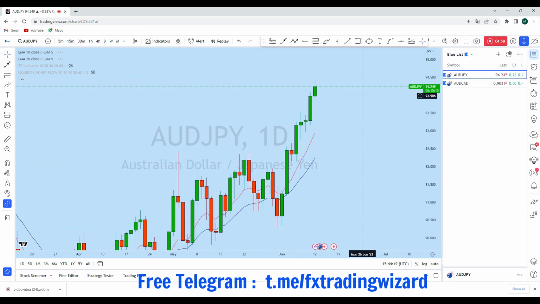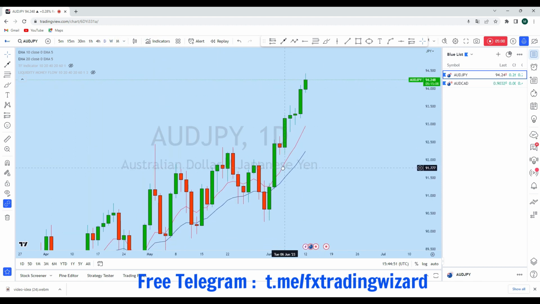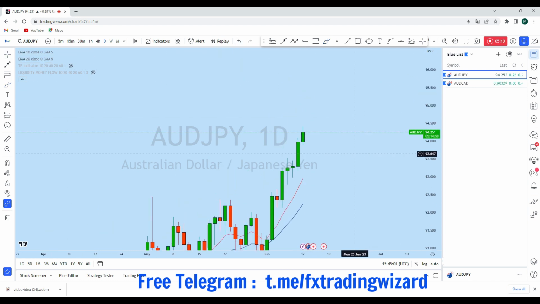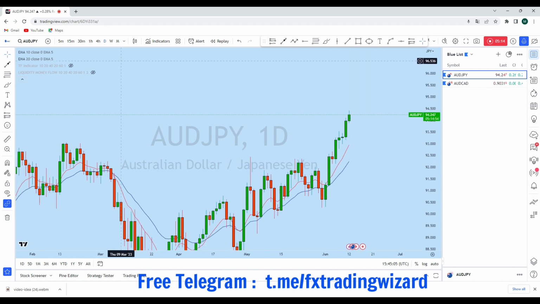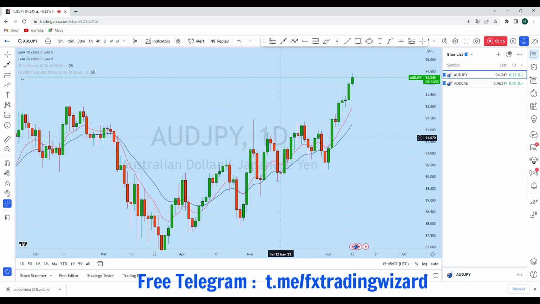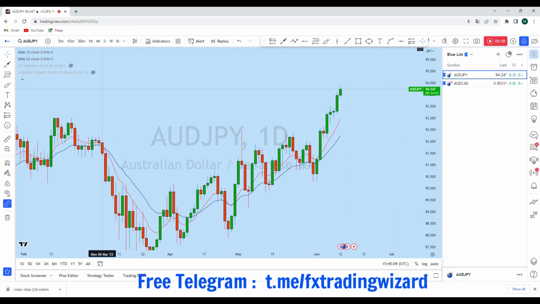Now, from the daily perspective, we see this impulse on the daily, little correction, double doji, another impulse. Today we saw so far the price is moving to the upside, and we can expect this price to continue to rise as it is a long term bullish market, and market structure is showing significant bullish momentum.